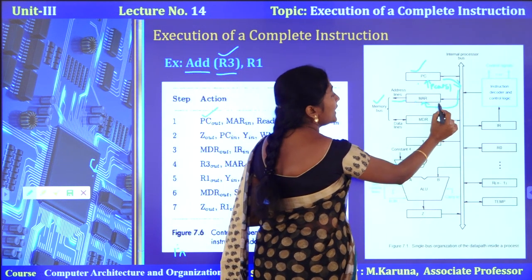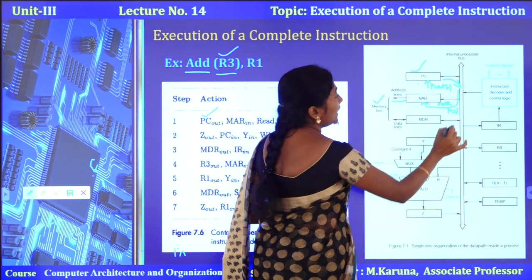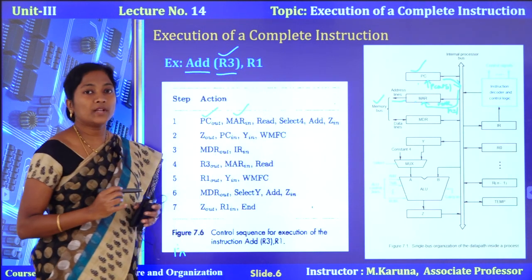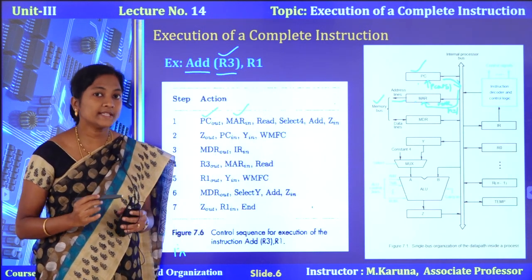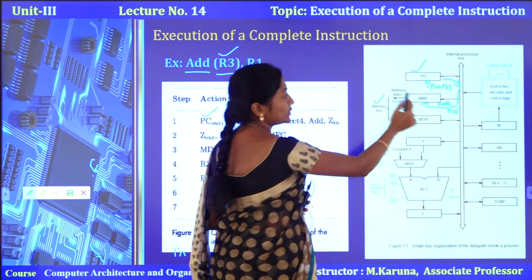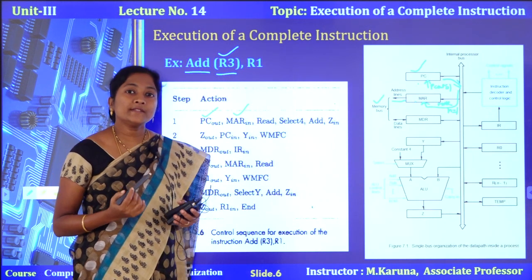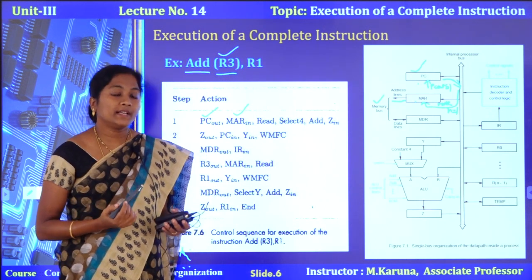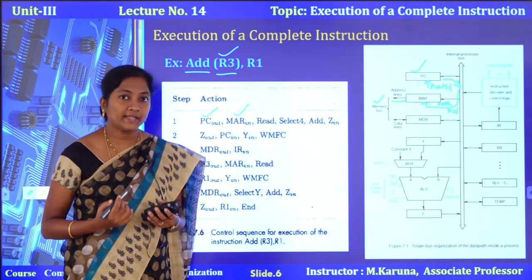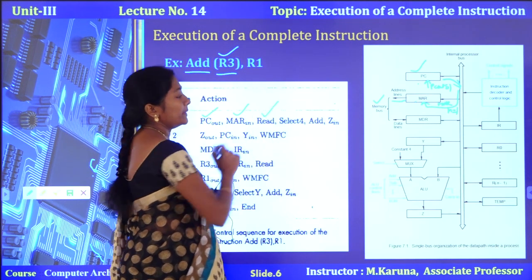Before transferring the address to the MAR, MAR in will be activated, so here MAR in is equal to 1. That control signal is required to transfer the data from the internal processor bus to the MAR register. Next, immediately the processor sends the read signal. So, the processor needs to get the instruction code from the memory, and that is why the processor issues the read signal to the memory.